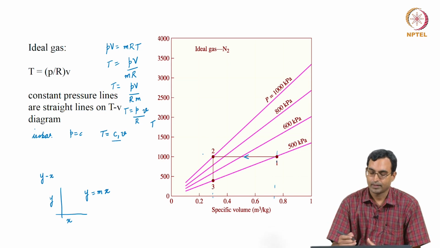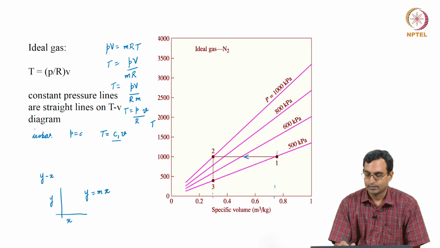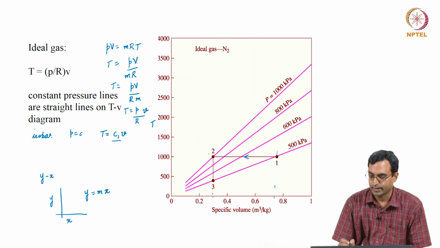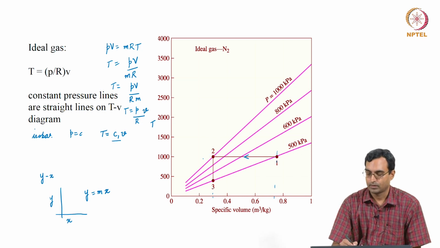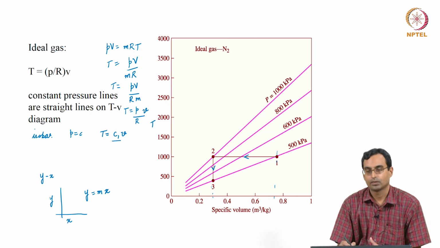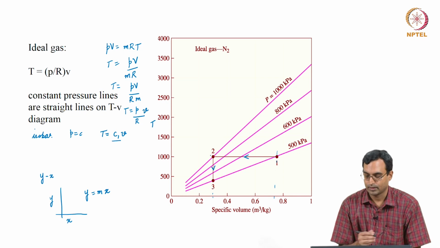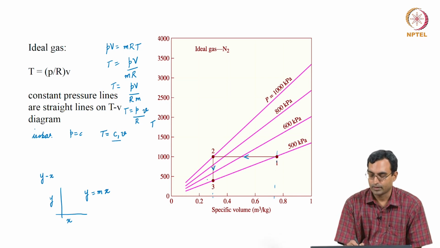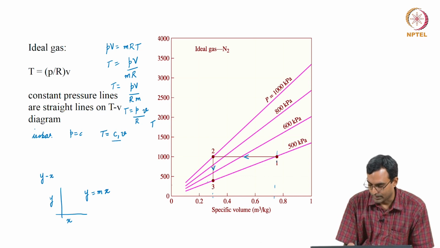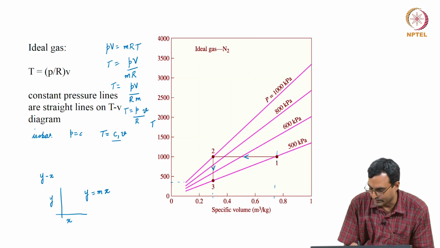Similarly, we can see what happens in process 2 to 3. At state 2, we have the specific volume somewhere around 0.3 meter cube per kg. The temperature at 2 is about 1000 Kelvin and the pressure is about 1000 kilopascal, and from 2 to 3 we see that the specific volume is constant. So, at 3 the specific volume is the same as it was at 2, but going from 2 to 3 the temperature has dropped from about 1000 Kelvin to, let us say, about 400 Kelvin or something like that.